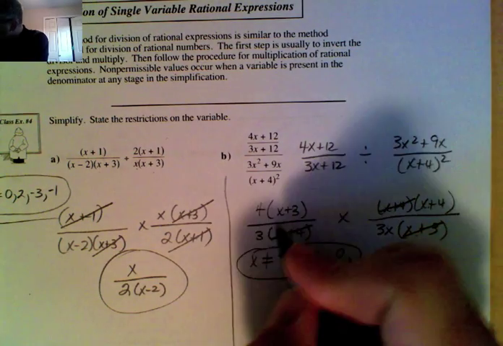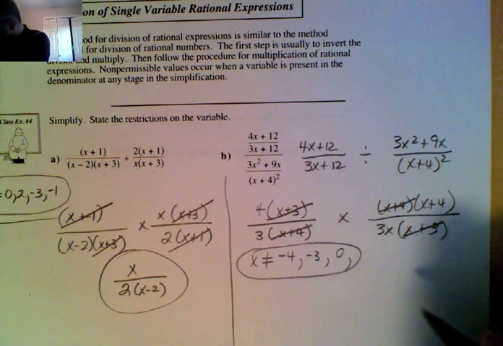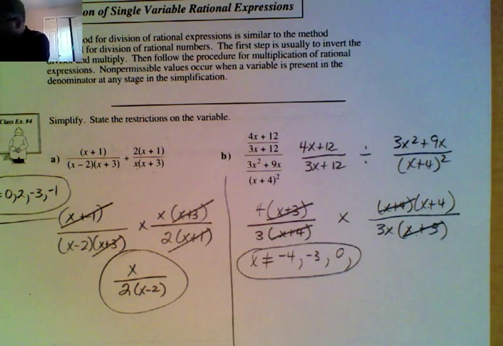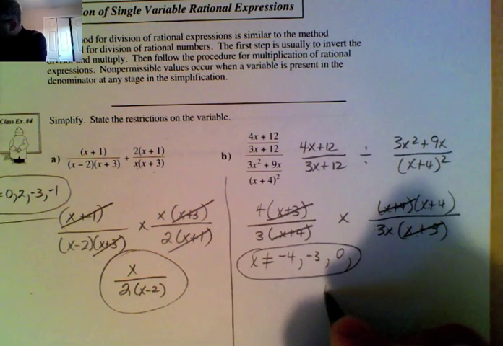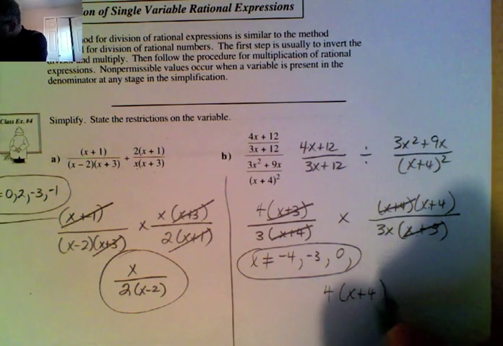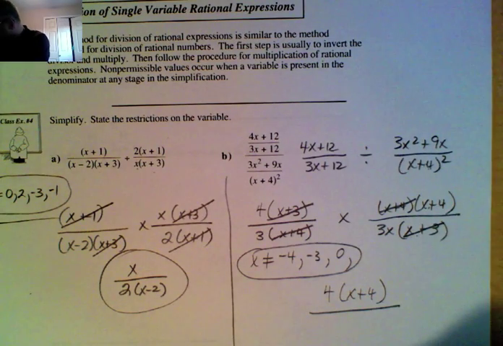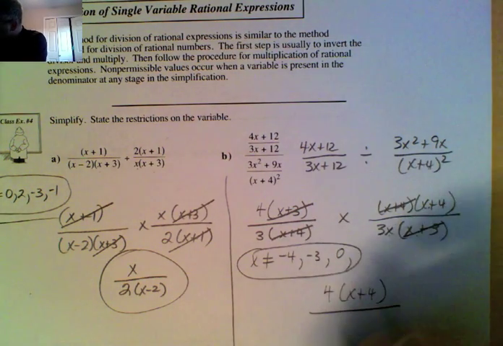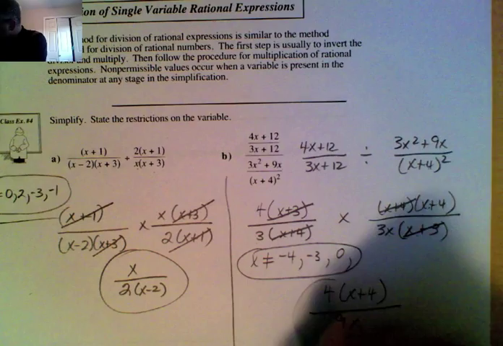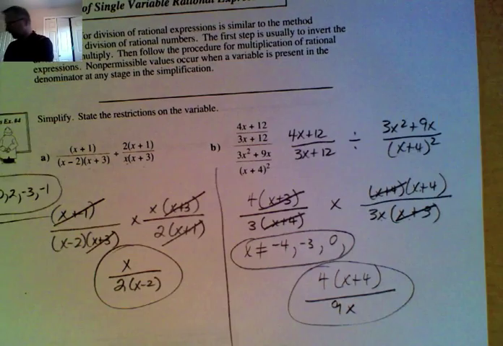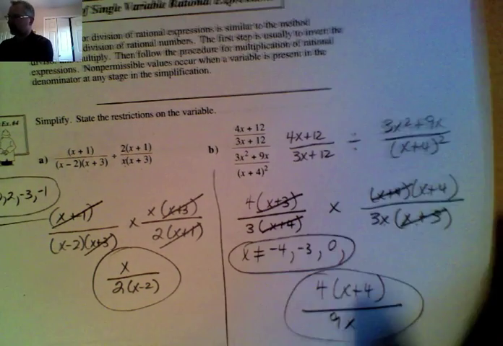I have an x plus 3 eliminating an x plus 3. So if I now multiply everything together in the numerator, I have 4 times x plus 4, and in the denominator, I have 3 times 3x, which is 9x. So there's our final solution with our restrictions.